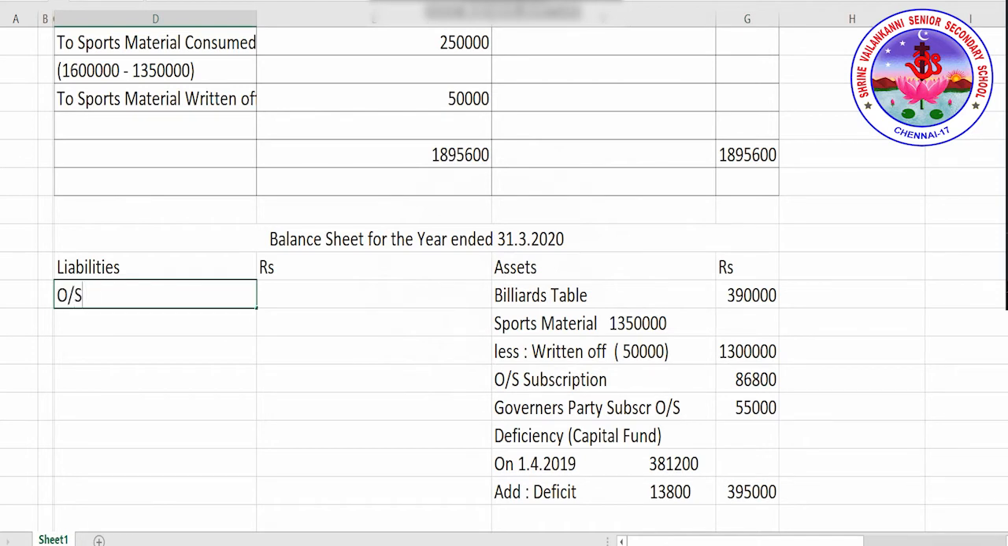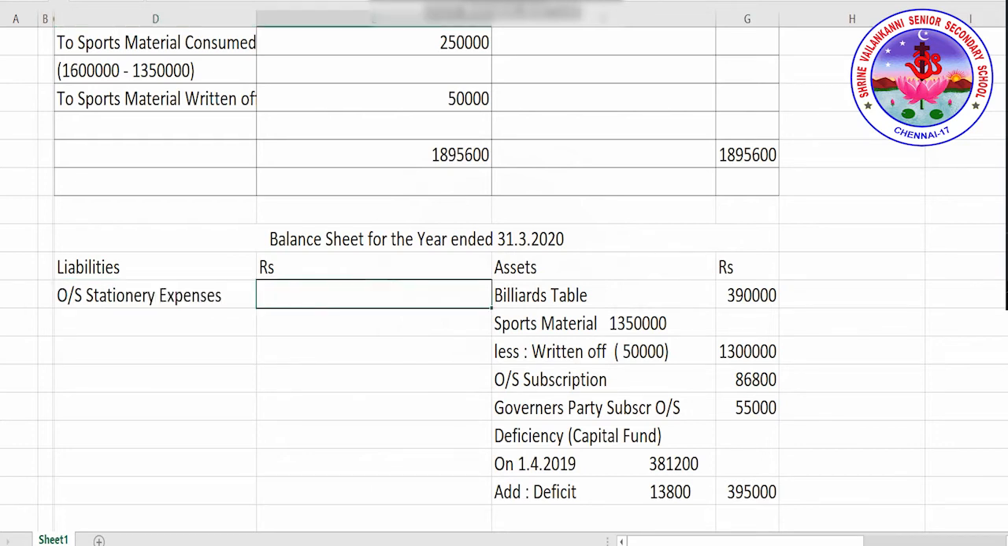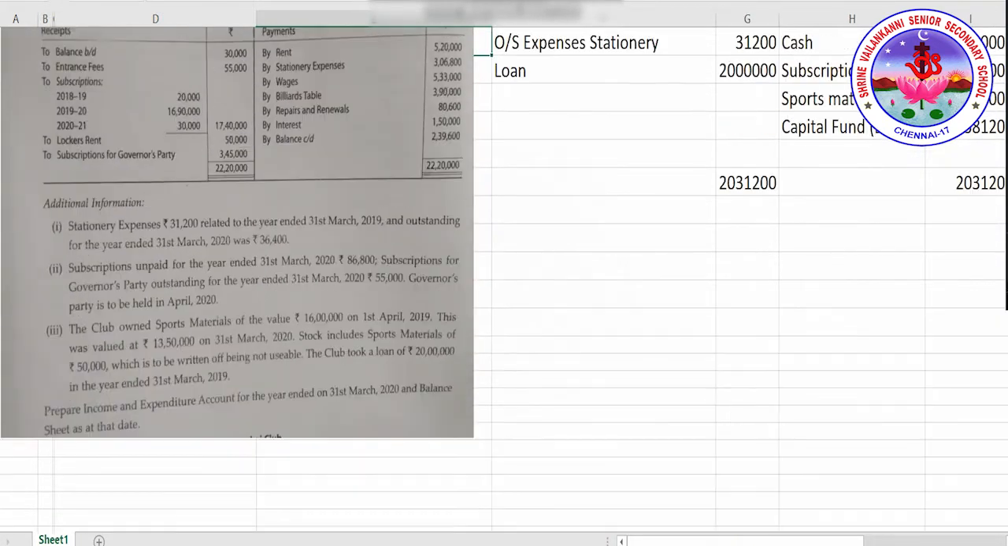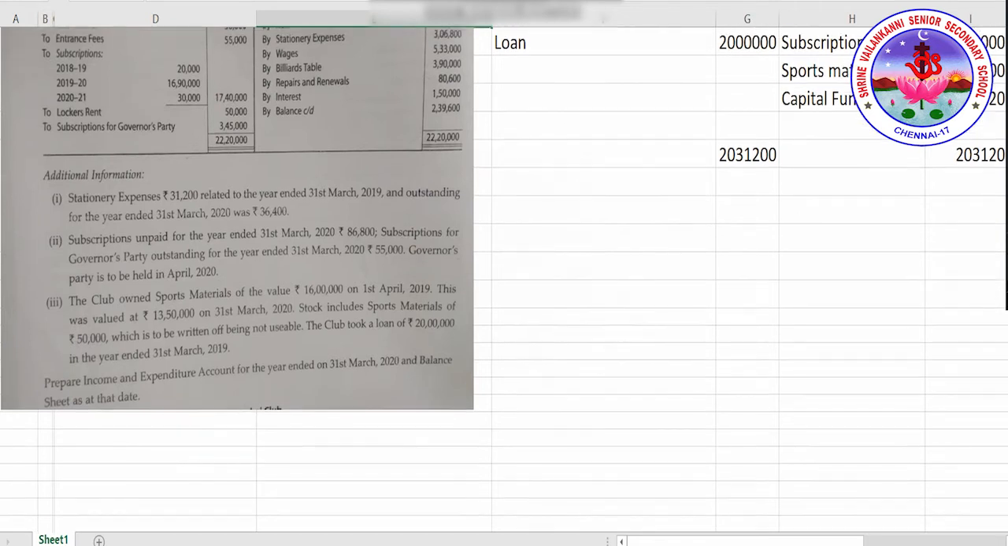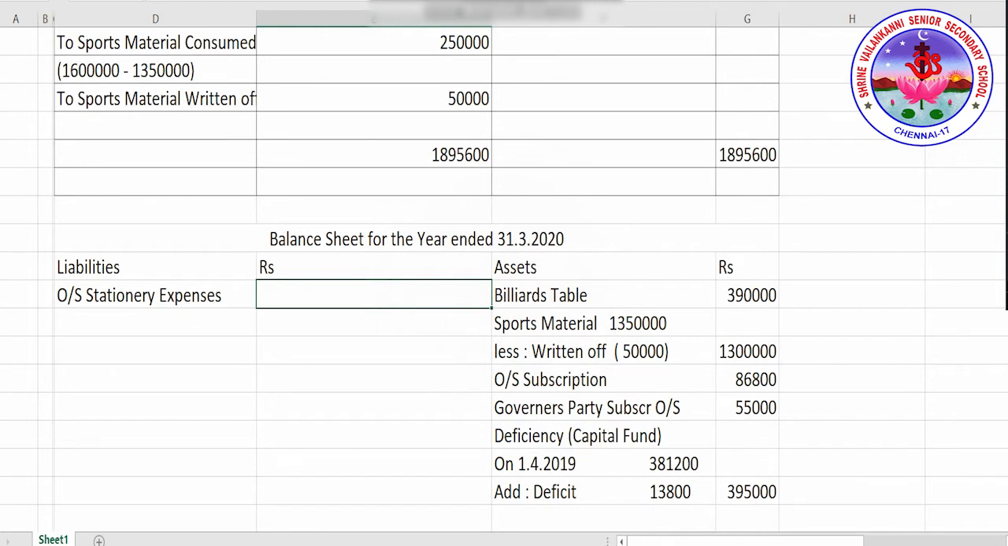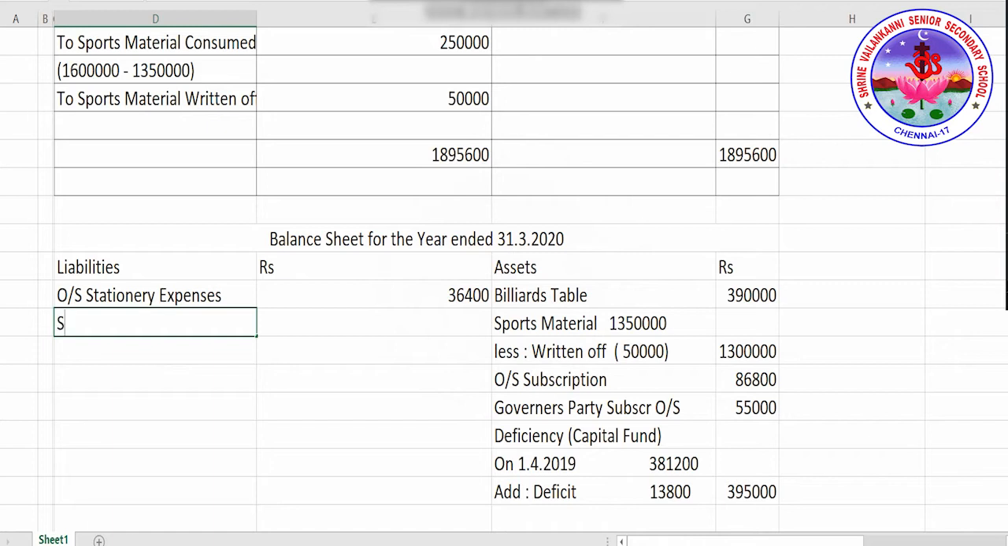Outstanding expenses. Outstanding stationery expenses. We're going to try to understand what is the outstanding stationery expenses. See, for this year, it is 36,400, stationery for the year ended 2020. So I'm going to take this figure here, 36,400.